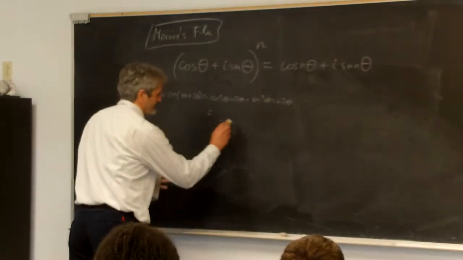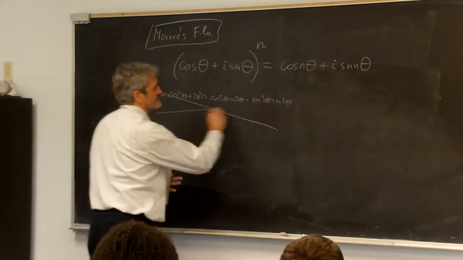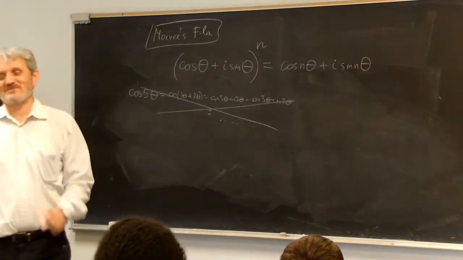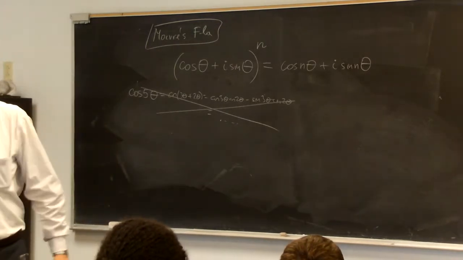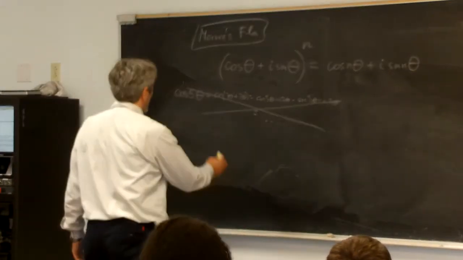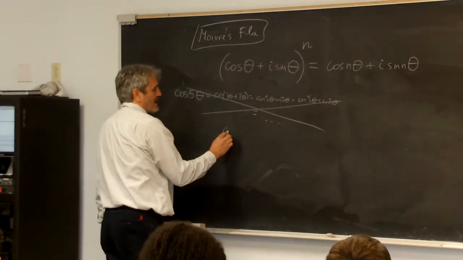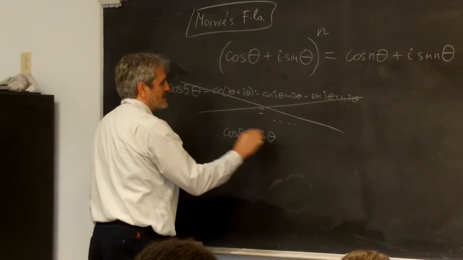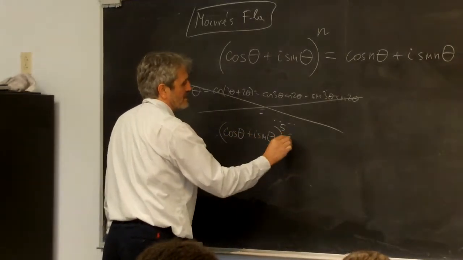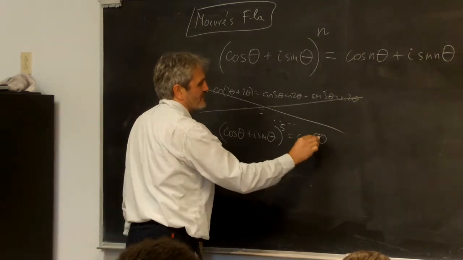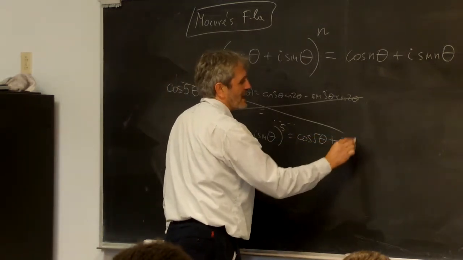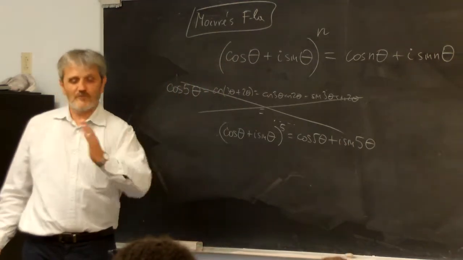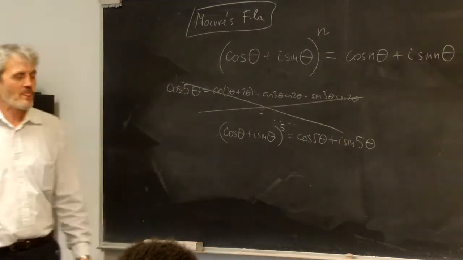And not only that, there's a bonus: we will get sine 5 theta as well. How? Here's the story. I use the Binomial formula and I say the following: cosine theta plus i sine theta to the fifth equals cosine 5 theta plus i sine 5 theta. Do you understand where I got this? This is the Binomial formula for 5 rotations by theta.